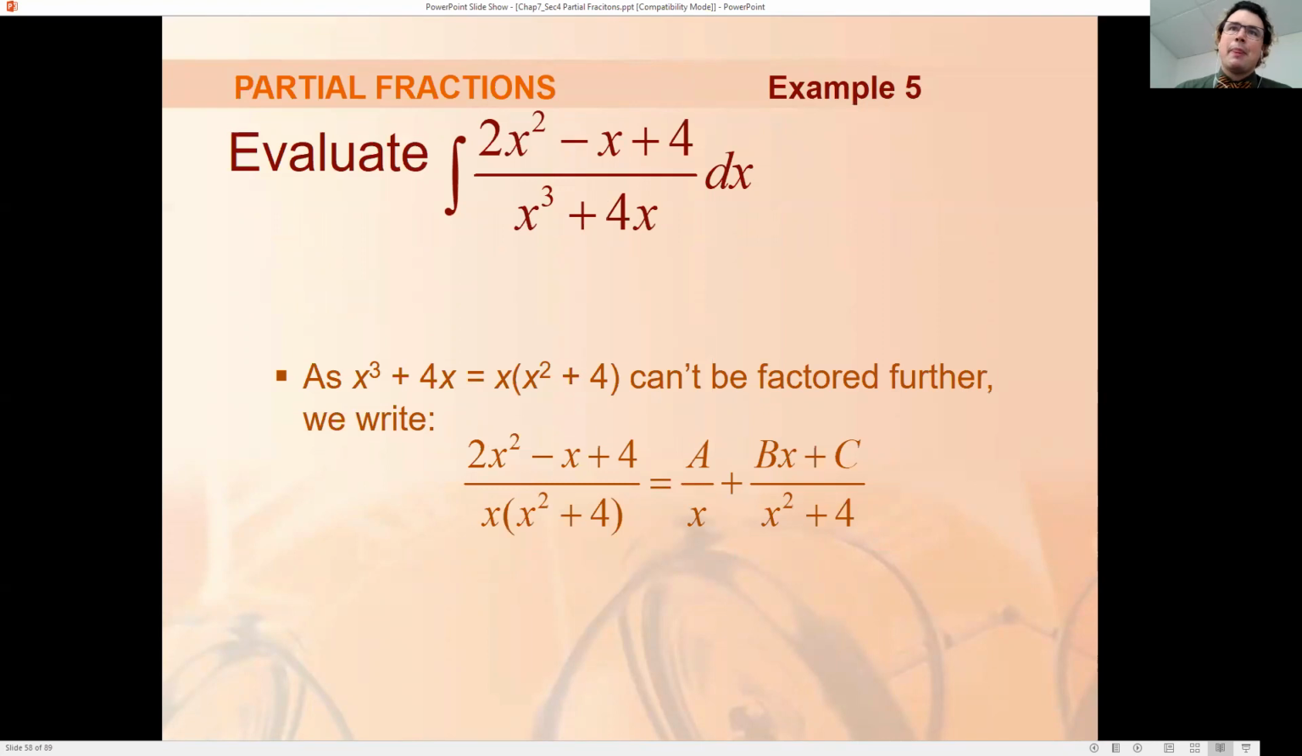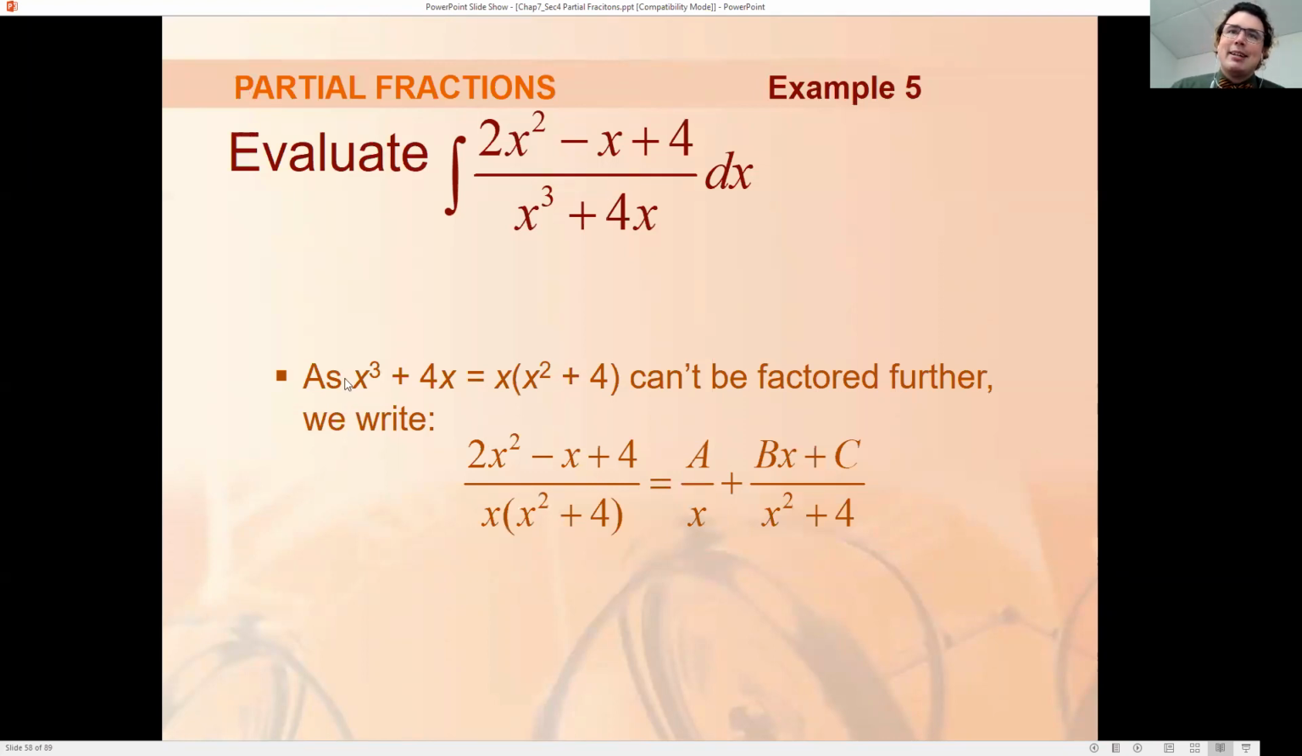Here's an example. The function I want to look at is numerator 2x squared minus x plus 4, denominator x cubed plus 4x. Now, the first step, like any rational function, is to check the degrees. Fortunately, this has already been done for us. The numerator has degree 2, the denominator has degree 3, so I don't need to worry about any long division. Moving on, I'm going to factor the denominator.